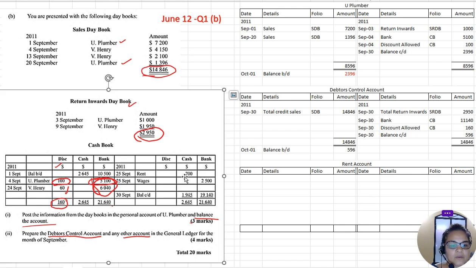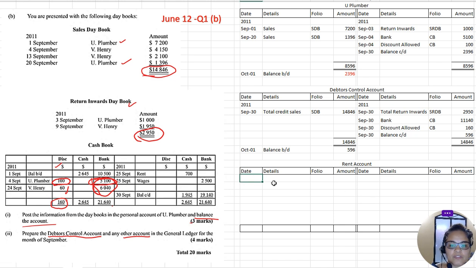So if you credit your bank with rent for 700, you know you have to debit the rent account, not so? And it's 2011. On what date was this? September the 22nd, 25th, sorry. September the 25th. You paid for rent, how? By cash. And you take it from your cash book for 700. And that is it to close off this account.